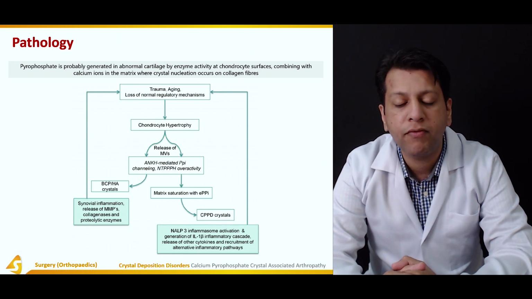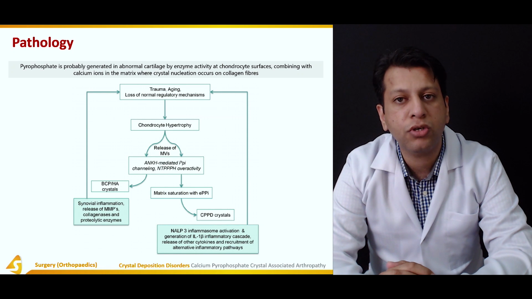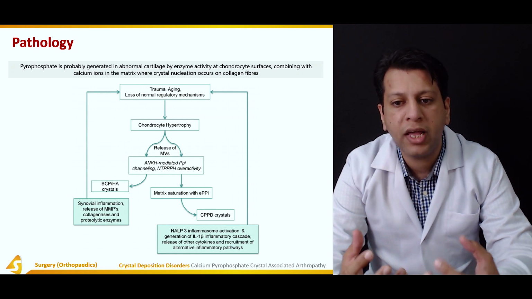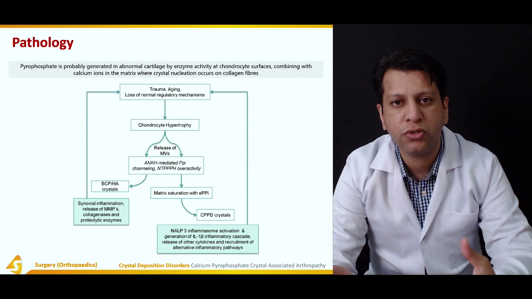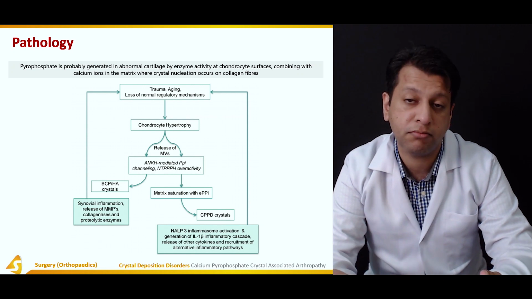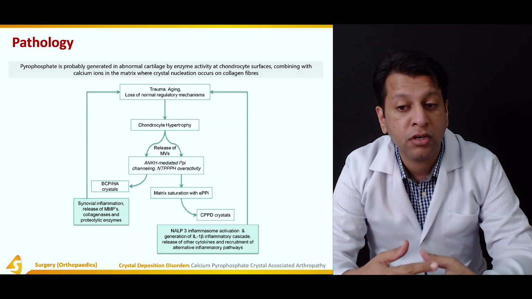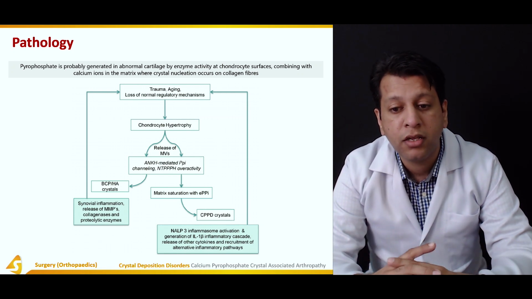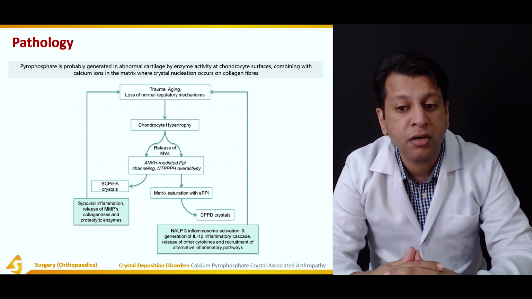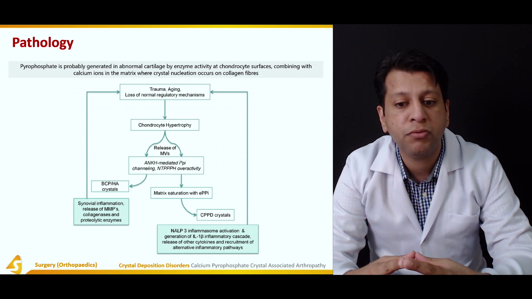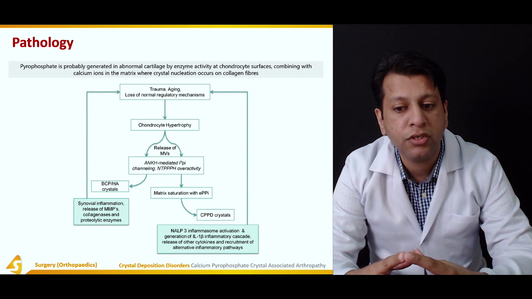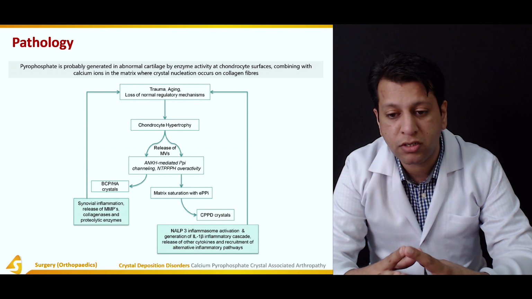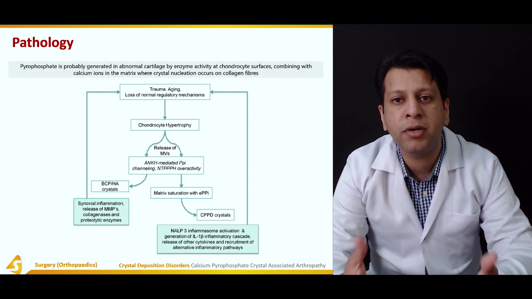Now, this is a diagram showing the pathology. Pyrophosphate is probably generated in the abnormal cartilage by enzyme activity at the chondrocyte surface, combining with the calcium ions in the matrix where crystal nucleation occurs on the collagen fibers. If there's a trauma, or for example the aging process, there's increased wear and tear of the body as a person ages, and a loss of normal regulatory mechanisms. Chondrocytes start to hypertrophy, then there is release of certain mediators from the ANKH mediated pathway, which result in increased basic calcium phosphates and crystal deposition, or there could be matrix saturation with extracellular pyrophosphate leading to calcium pyrophosphate crystal deposition. Once they deposit, there is an inflammatory reaction of the synovium.